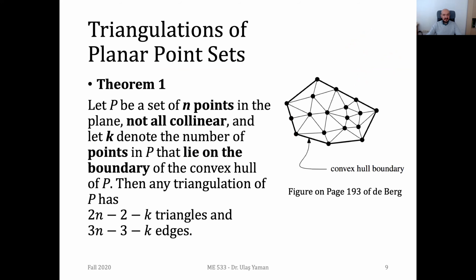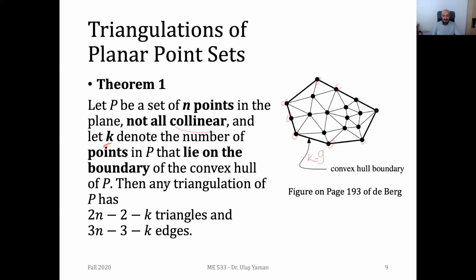So let's have a look at the first theorem regarding Delaunay triangulation. It states that once you are given n number of points on the plane, and we are assuming that they are not collinear, and k will be the number of points which are lying on the boundary. So if you look at here, we have 1, 2, 3, 4, 5, 6, 7, 8, 9. There are 9, in our example, k is equal to 9. They are lying on the convex hull of this given set of points P.